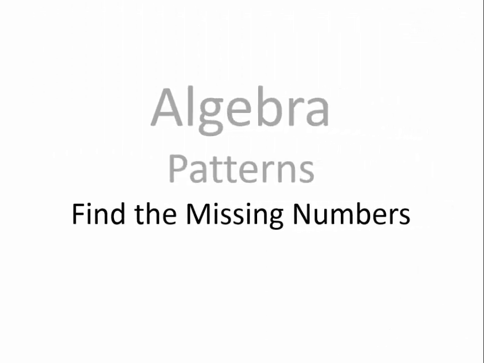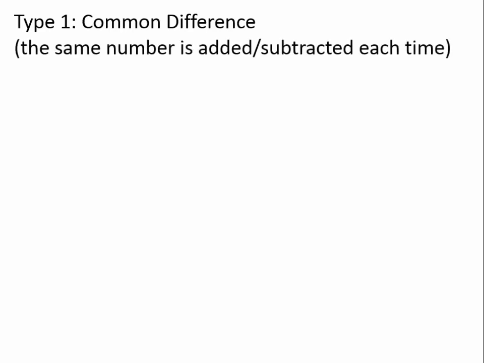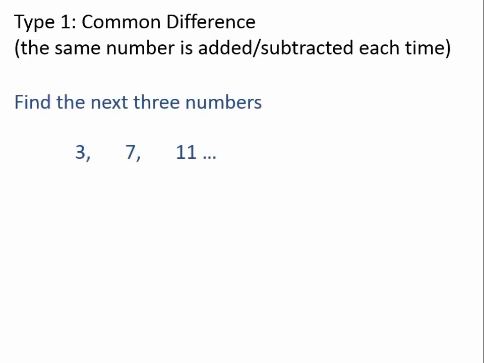A short lesson on algebra patterns, finding the missing numbers. There'll be a couple of types we're looking at. The first and maybe easiest one is the common difference. That's when the same number is added or subtracted each time. Here's an example. Find the next three numbers.